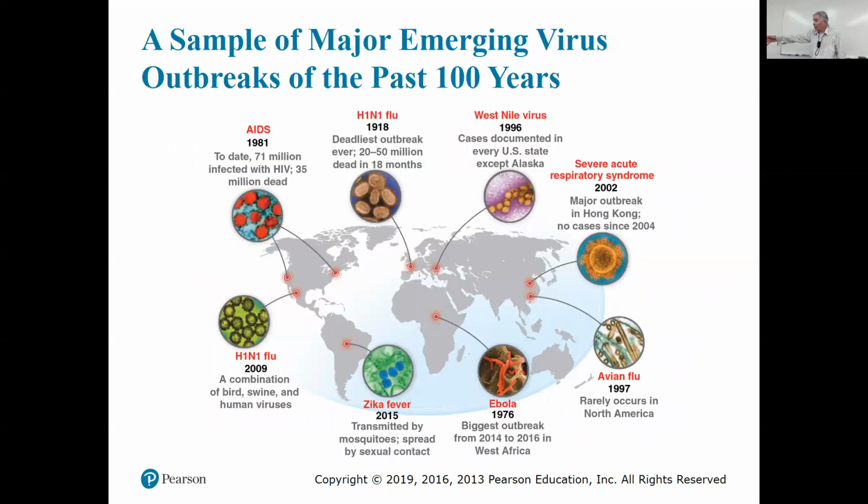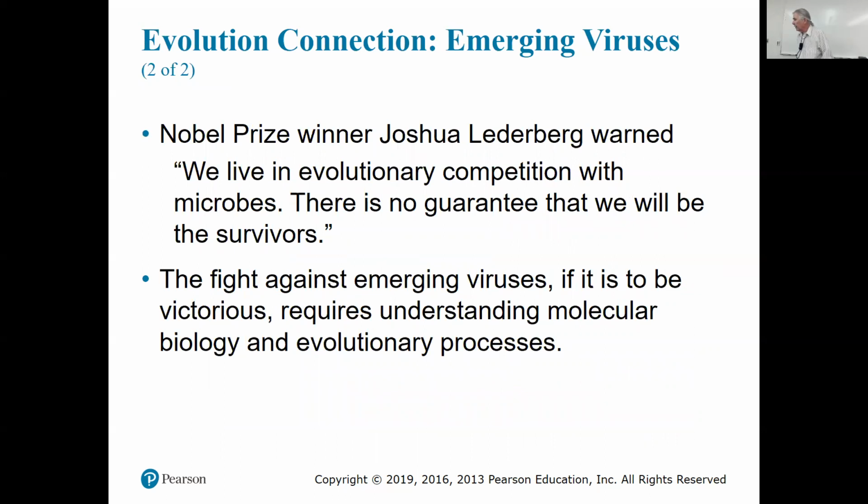So there are some major emerging viruses: AIDS virus, 1981, H1N1, West Nile, severe acute respiratory syndrome, avian flu, Ebola, Zika. And now we add coronavirus to that list. Right? So we live in an evolving combination with viruses. There's no chance that we survive the fight against emerging viruses without understanding molecular biology and evolutionary processes to make vaccines that can work to defeat these guys. And that's what we're doing finally with coronavirus.